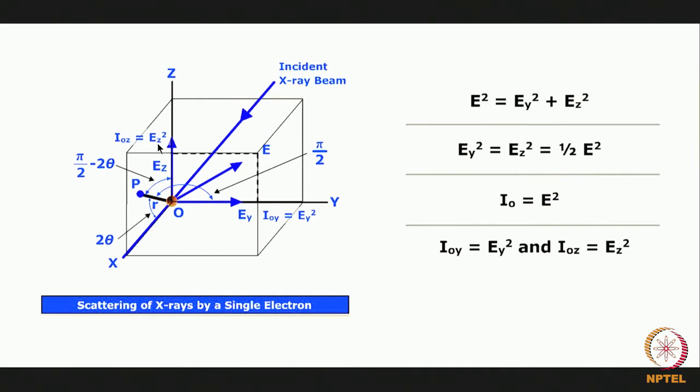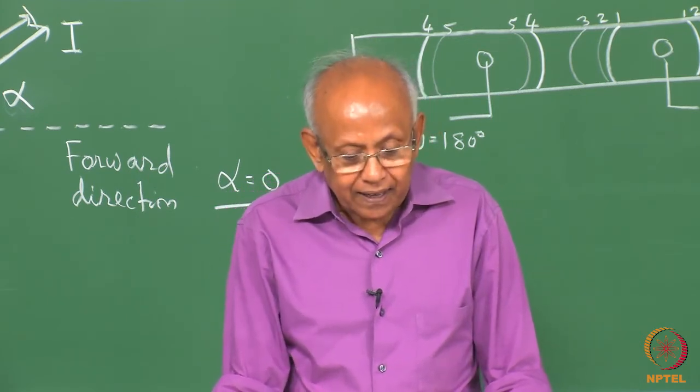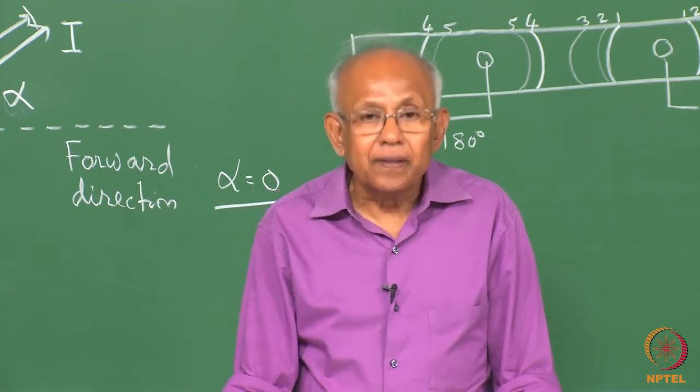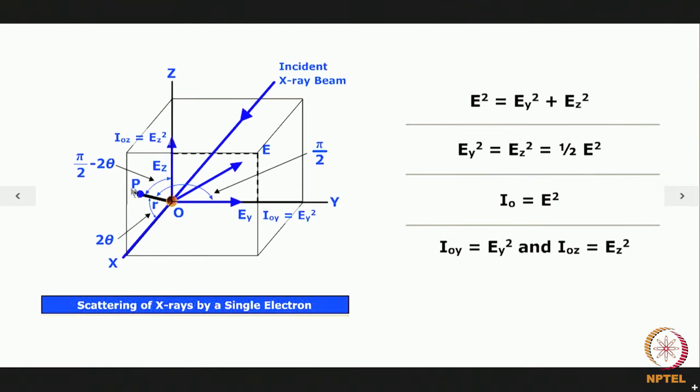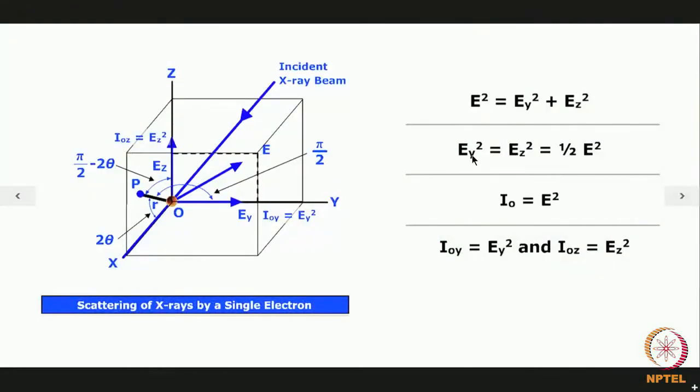Now, since the electric field is unpolarized, that means it can be in any direction in the yz plane. Statistically, there is no reason why Ey and Ez will be different. So, we will take them to be equal. Now we can write E square is equal to Ey square plus Ez square. As I said, statistically Ey and Ez should be the same, because the electric field E is unpolarized. It can take any position in the yz plane. So, we can write Ey square is equal to Ez square, which is equal to half of E square.